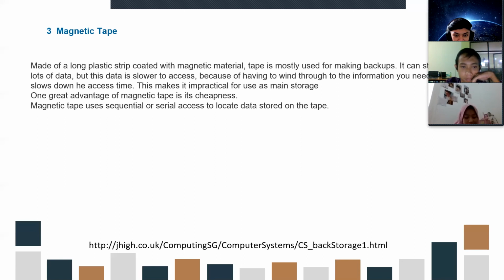This makes it impractical for use as main storage. One great advantage of magnetic tape is cheapness. Magnetic tape uses sequential or serial access to locate data stored on the tape.